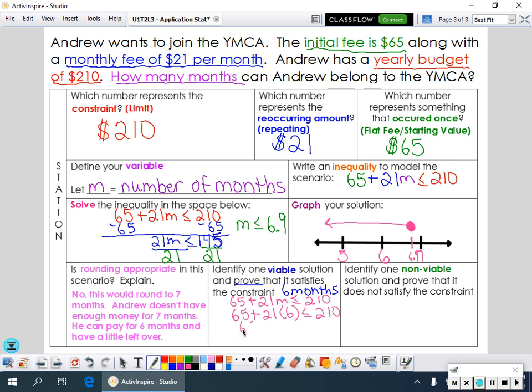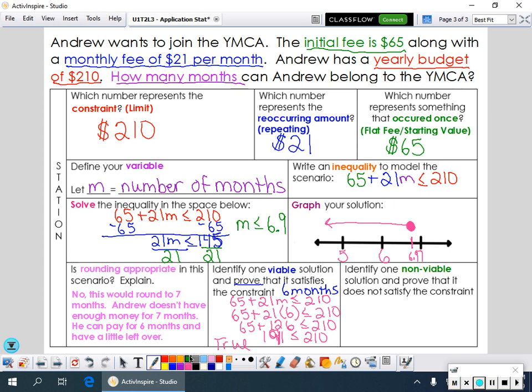So order of operations, I'm going to do my multiplication first. 21 times 6 is 126. And then my last step would be 65 plus 126 is $191. Is $191 less than 210? Yes. So what that means is this is a true solution. He could join the gym for 6 months and he would have a little bit of money left over.